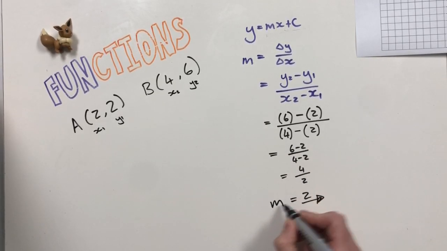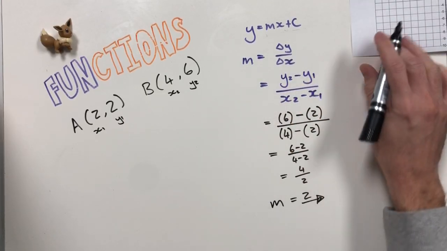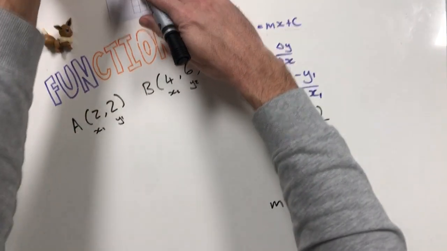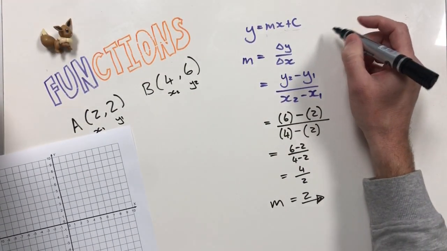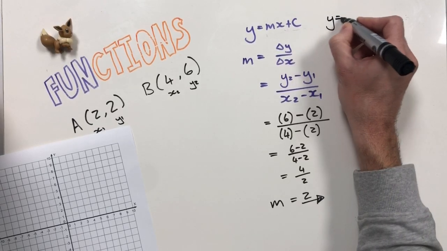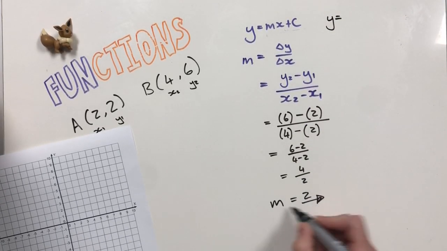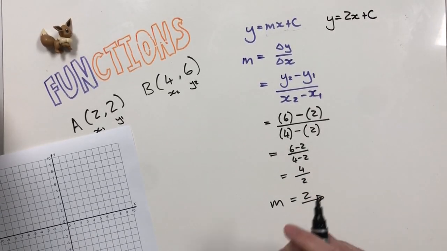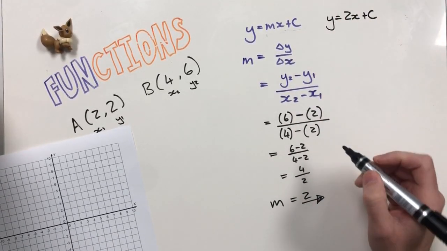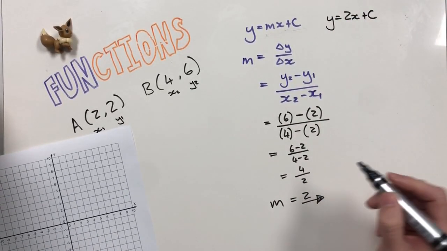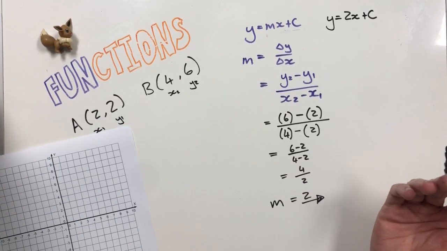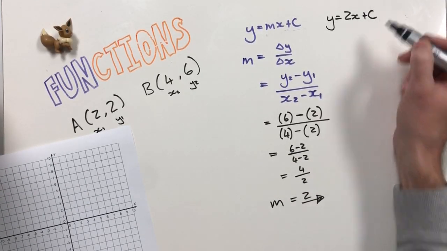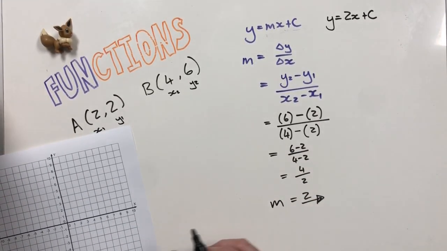So m is 2. So if I have my standard formula, which I'll just write here, y is equal to, I've just figured out that m is 2, 2x plus c. So that's step 1, trying to find the gradient, which we did. Now we have to find the c value, or the y-intercept.